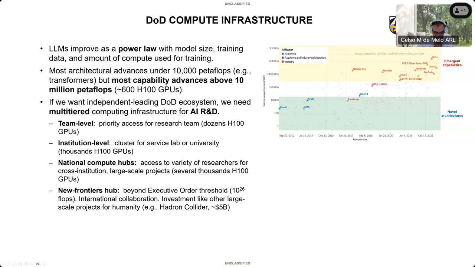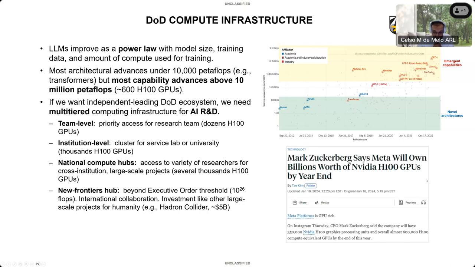In practice, we probably start at the low levels. We show the relevance of this technology for specific use cases, and we start motivating the need for the higher levels. If you think these numbers are exaggerated, for those who haven't seen, Meta is planning to have by the end of this year over 300,000 H100 GPUs and over 600,000 H100 equivalent GPUs. This is the kind of numbers we've seen in industry. We're not there. Let's just put it that way.